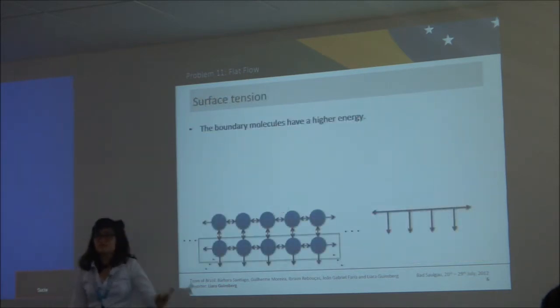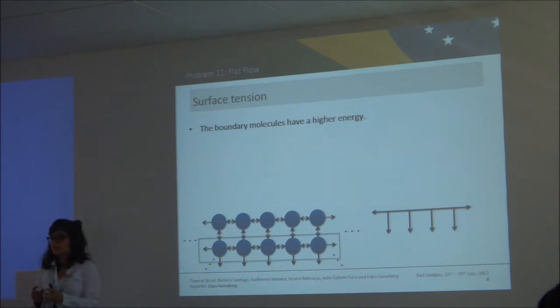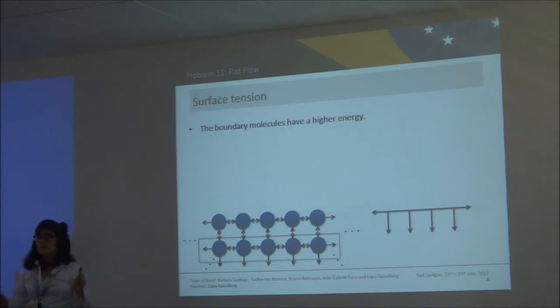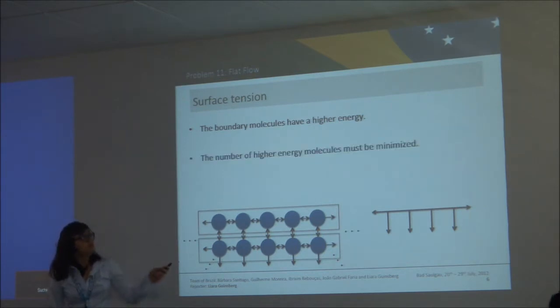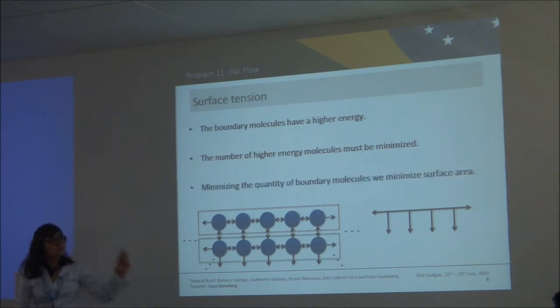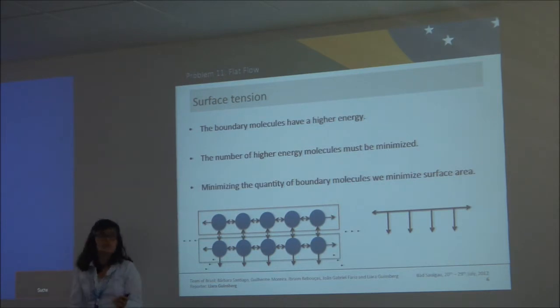Now we can talk about surface tension. In the interior of the liquid, the molecules have a lower energy than in the boundary because they have more neighbors than the ones at the surface of the bulk liquid. So in order for us to minimize the energy, we need to minimize the number of external molecules. So this minimizes the surface area.